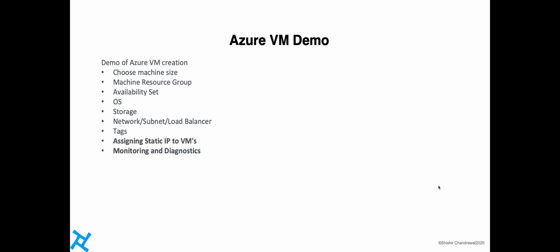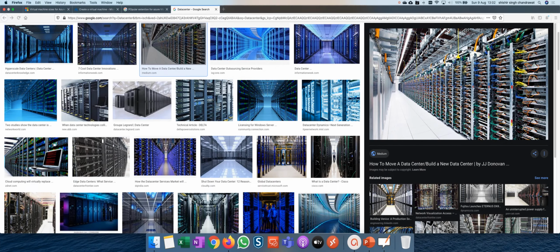Okay, finally, we are reaching the demo. Choose the machine size. So we are going to create a B2 machine. Machine resource group, I think we already have a resource group. Availability set, we are going to create one. Operating system, storage we already have. Network we have. Subnet we have. Load balancer we created in the last module. Tags we have already created. Assign a static IP to the VM, monitoring and diagnostics. Okay, let's have a look and create an Azure VM.